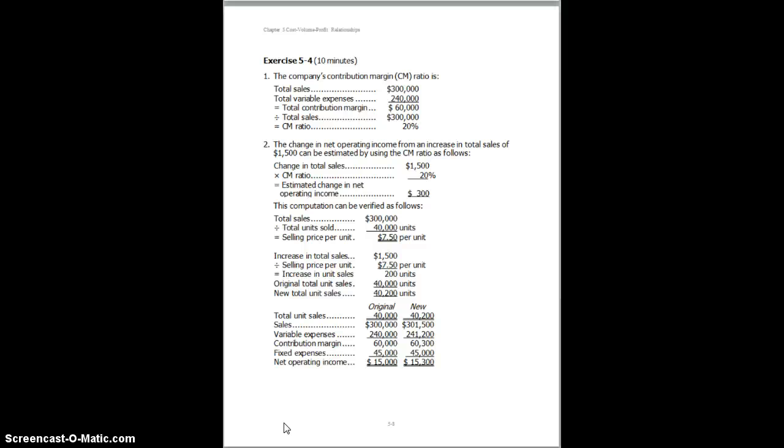If you look at exercise 5-4, it deals with Harrison Creations Incorporated, which sold 40,000 units. When they sold these 40,000 units, total sales were 300 grand, variable costs were 240 grand, fixed costs were 45,000. The first question asks us, what is the contribution margin ratio?